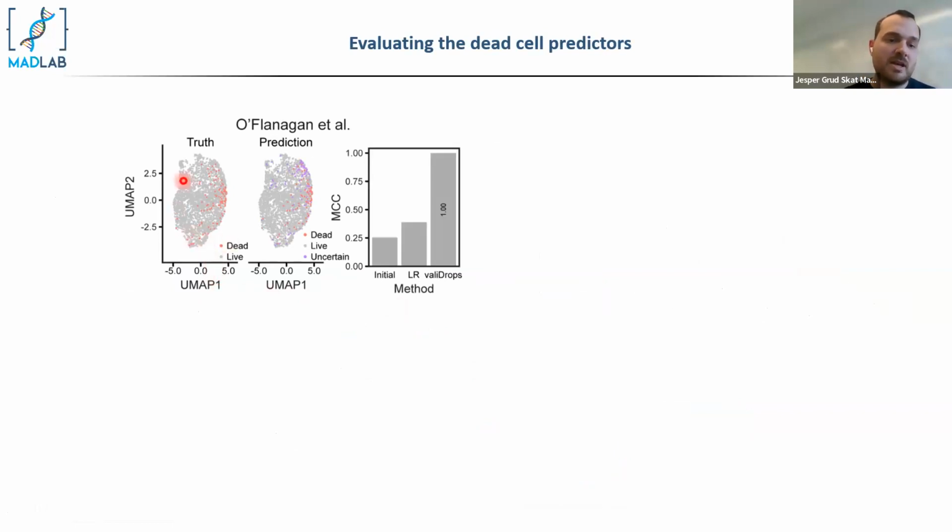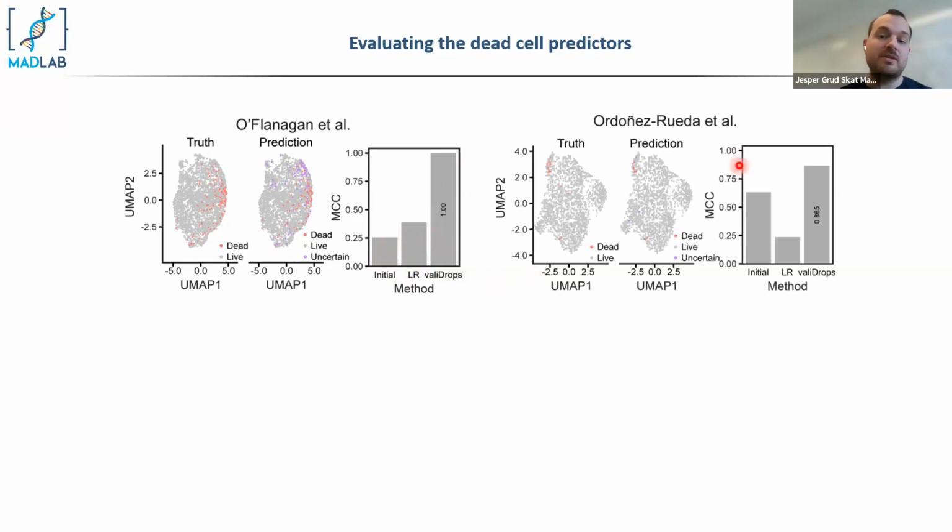So for example, here we have the ground truth, where gray is live and red is dead. And this is the prediction where dead is again red. And we can see that we do recover all of the dead cells using this method. The initial labels here are a weak predictor. Logistic regression improves it a little bit, but our method significantly improves it. And the same is true for the other data set, where we don't find a perfect correlation, but a pretty good one.